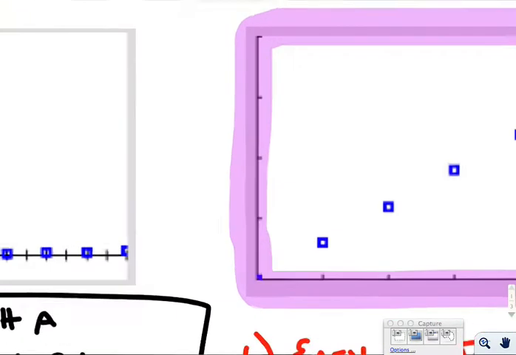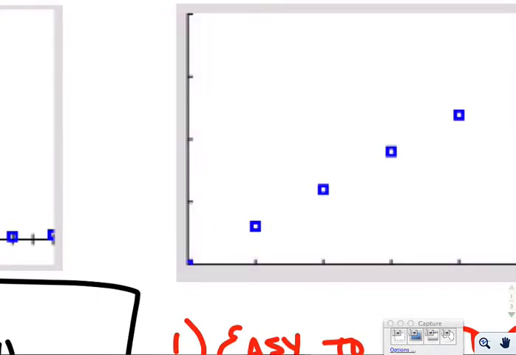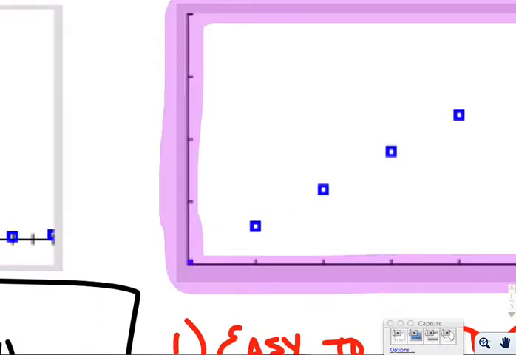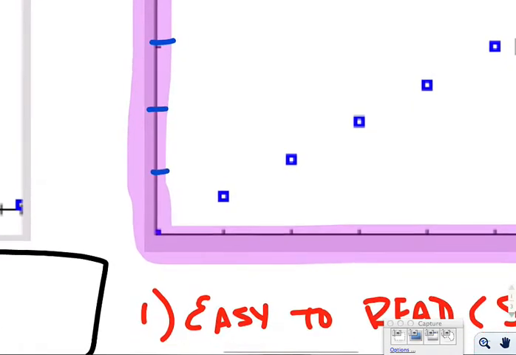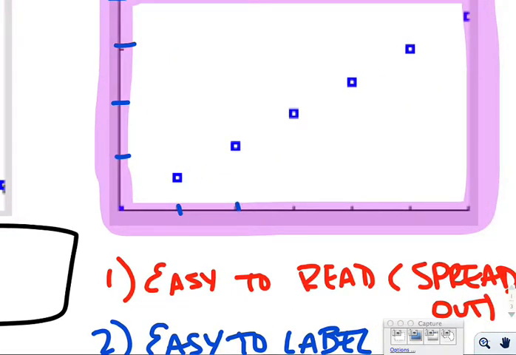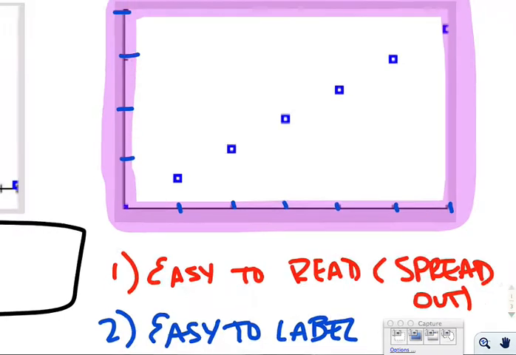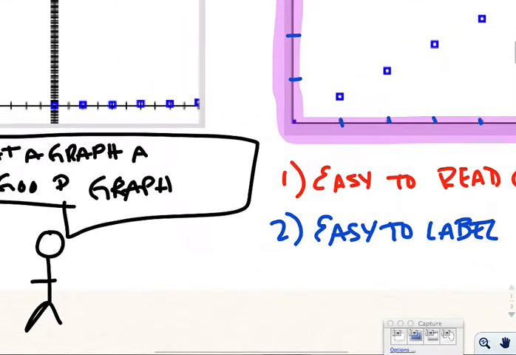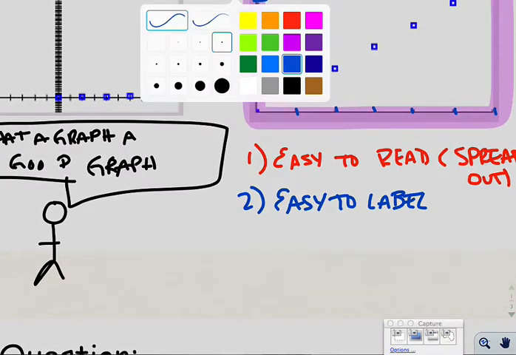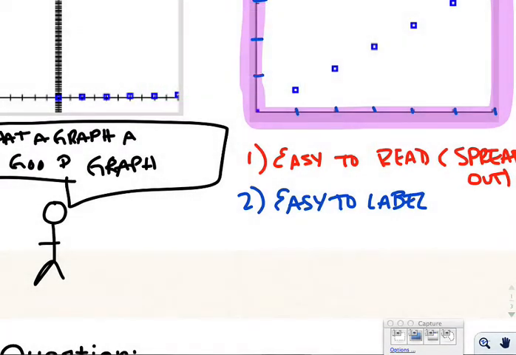Now over here, if you look, there's only four things I'm actually going to label on my y-axis, and only six things I'm going to label on my x-axis. That makes it easy to label. Now another thing that every good graph should also have is that it should always show the axes.